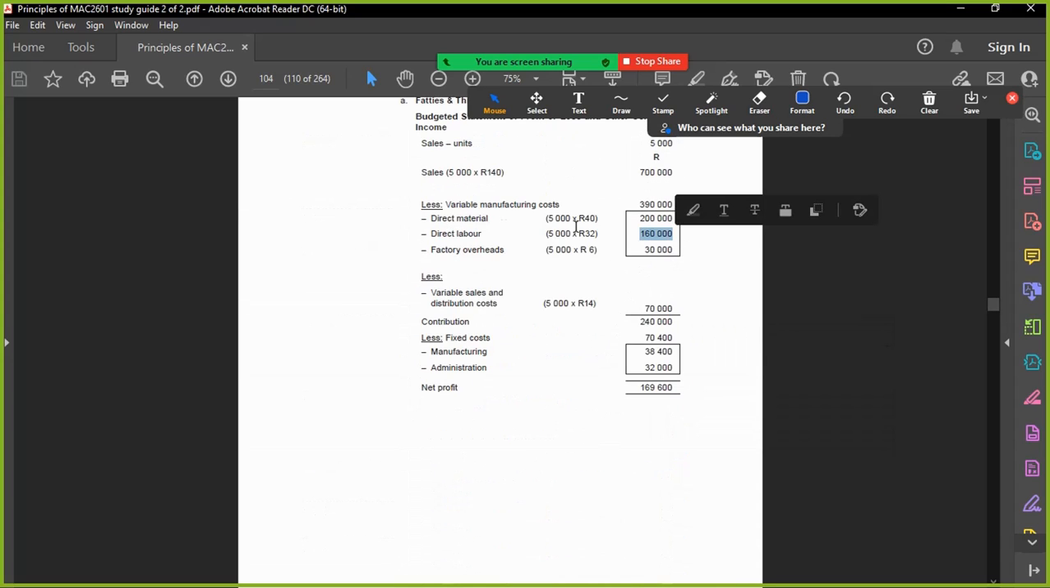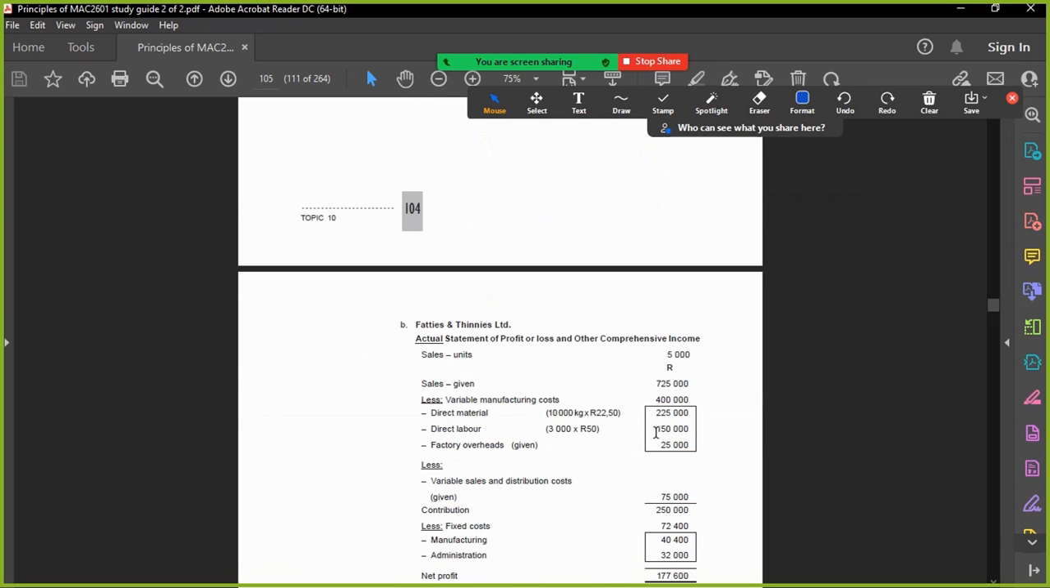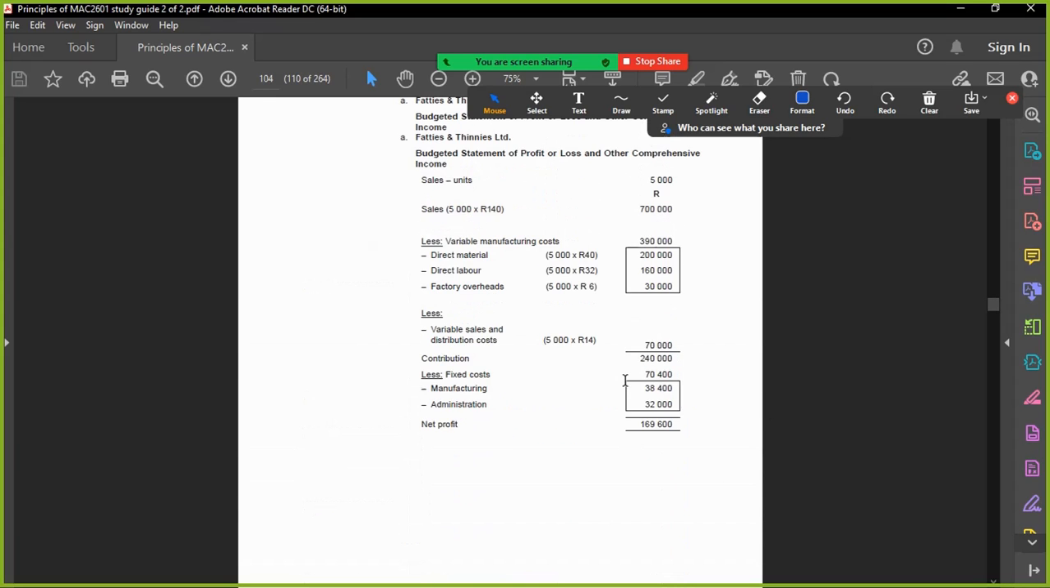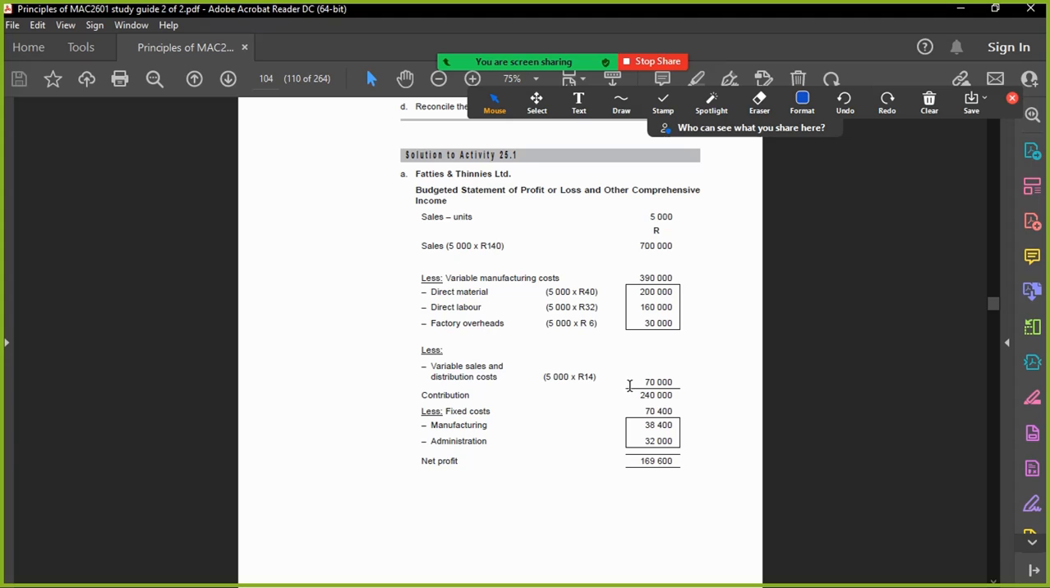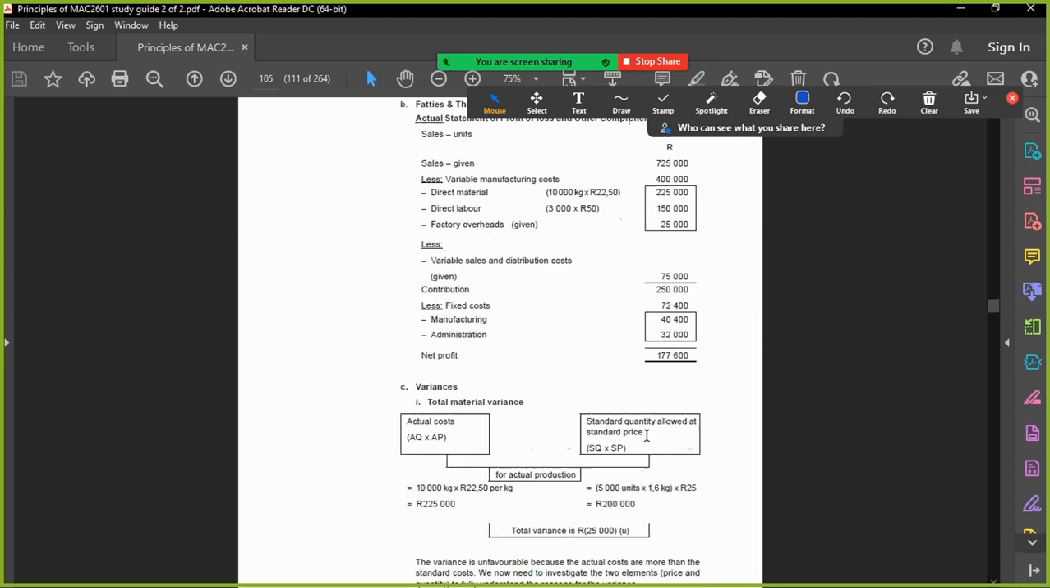Because this is the budget based on the standard costs, and this is the actual. See that? Okay. And then D, they say they reconcile the actual results with the budgeted results.